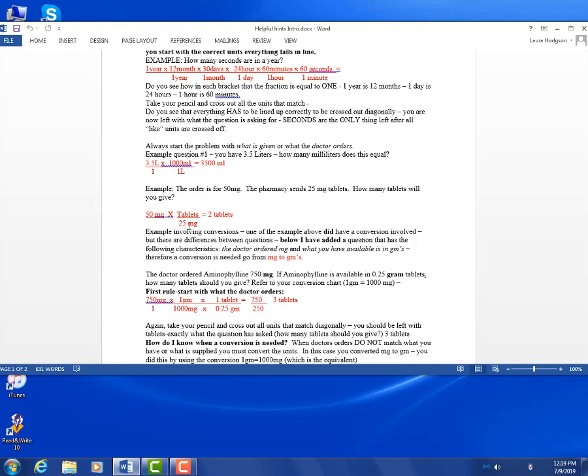Example involving a conversion. One of the examples above did have a conversion involved, but there are differences between questions. Below, I have added a question that has the following characteristics. Number 1, the doctor's order is in milligrams, and what you have available is in grams. Therefore, a conversion is needed to go from milligrams to grams. Here's the example below. I'm not going to read the question for you. You can actually read the question yourself.